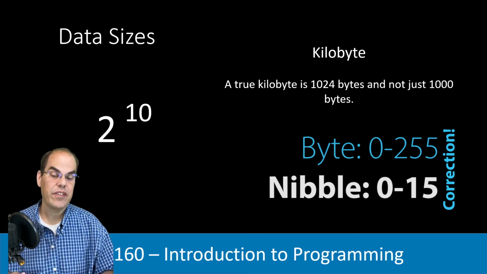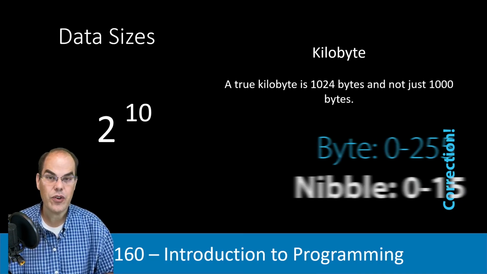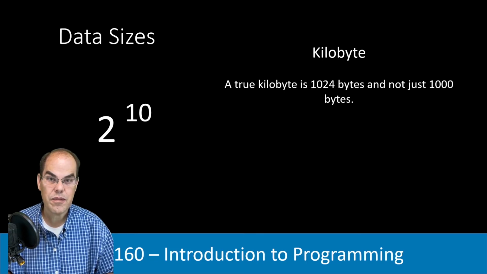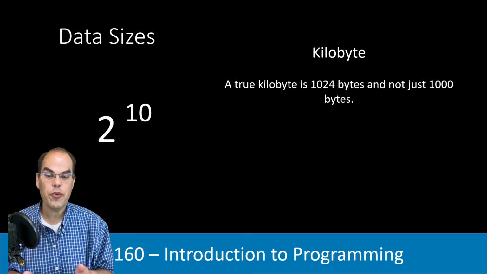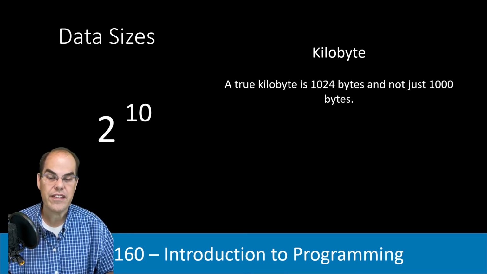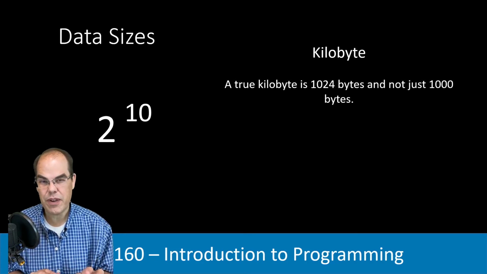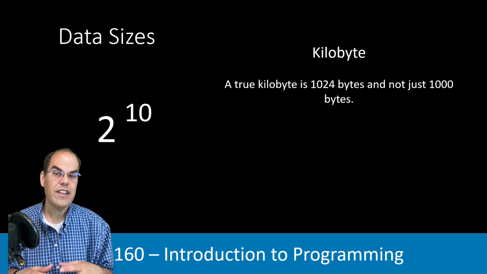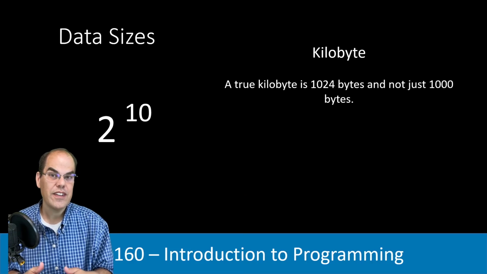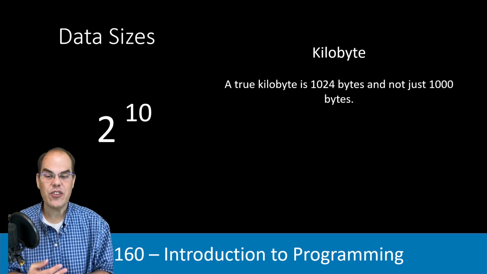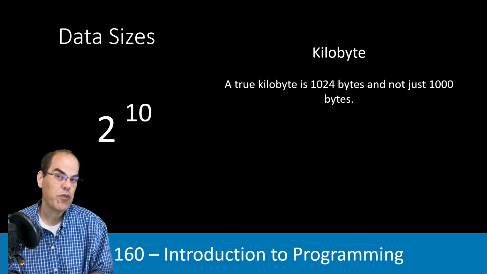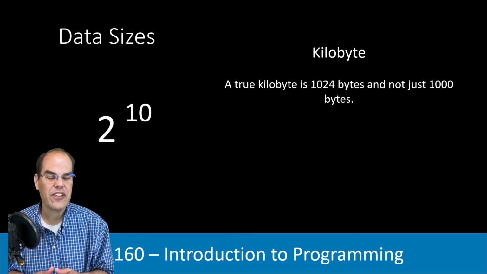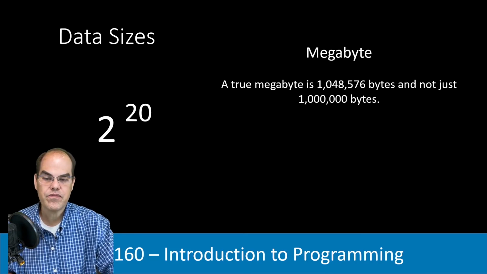Then we get into the big ones. All right, a kilobyte. So if you know your metric system, kilo means 1,000. So a kilobyte is 1,000 bytes. Now, it's not exactly 1,000 bytes because computers use binary. That means it has to be powers of 2, ones and zeros, right? And so it's technically 1024 bytes, but it's about 1,000. That's why they call it a kilobyte.